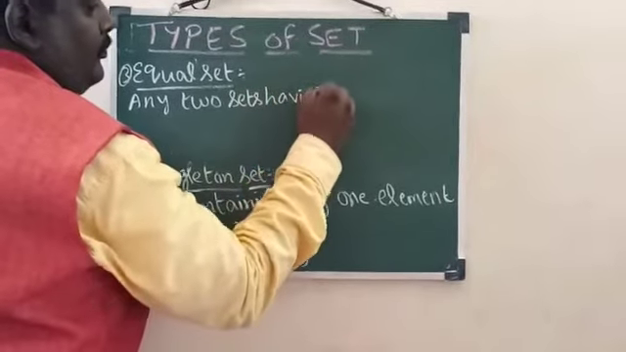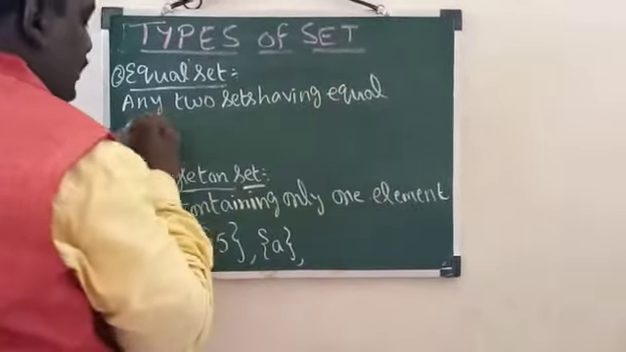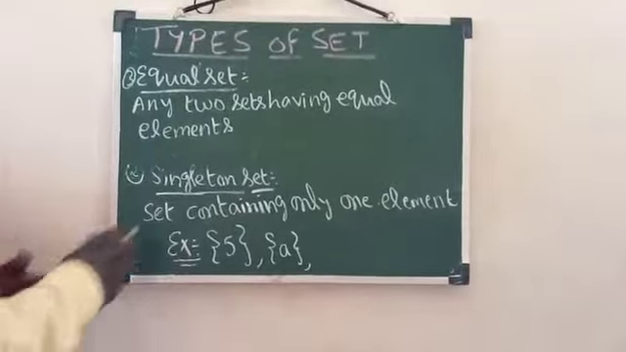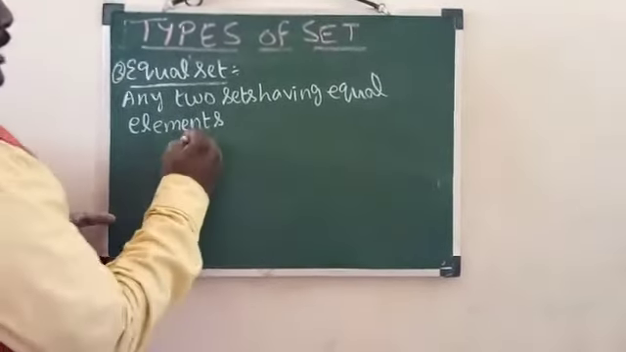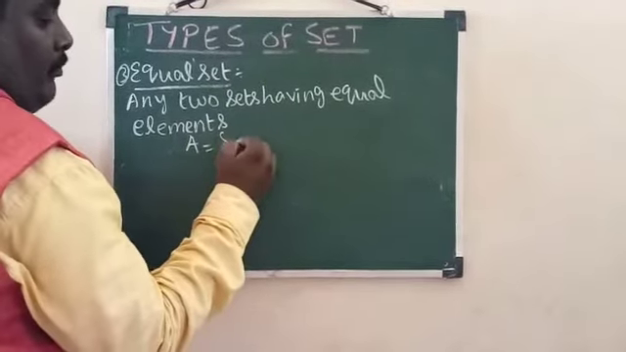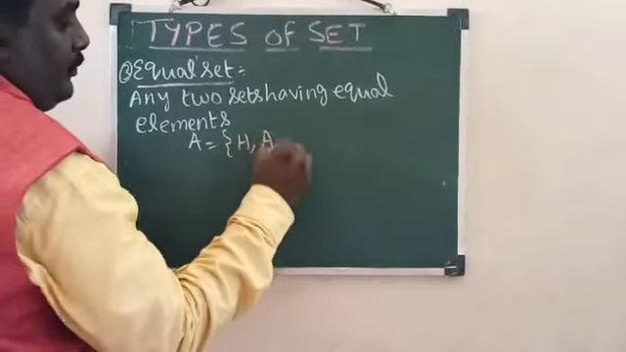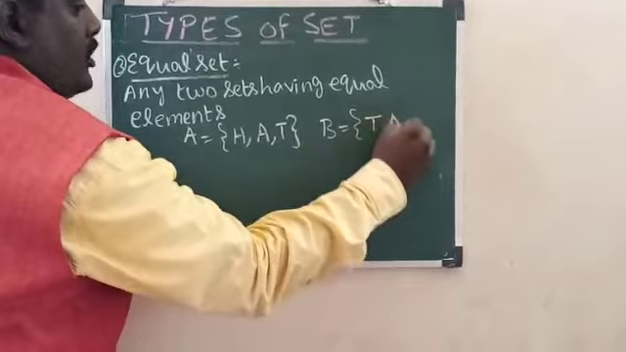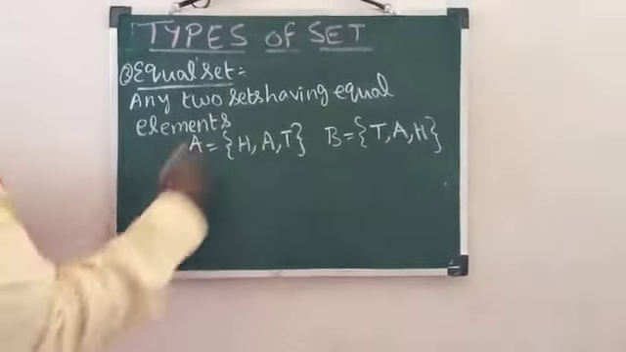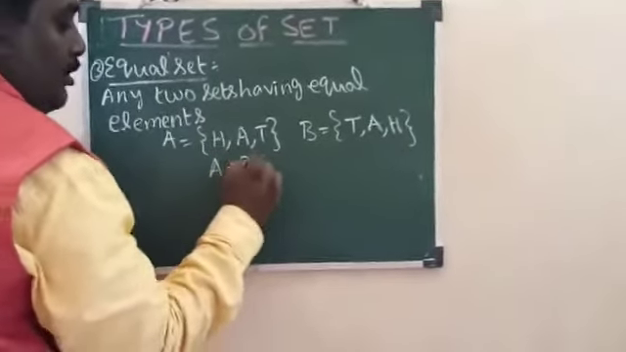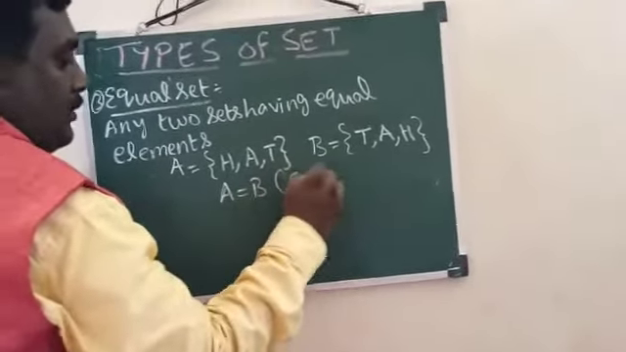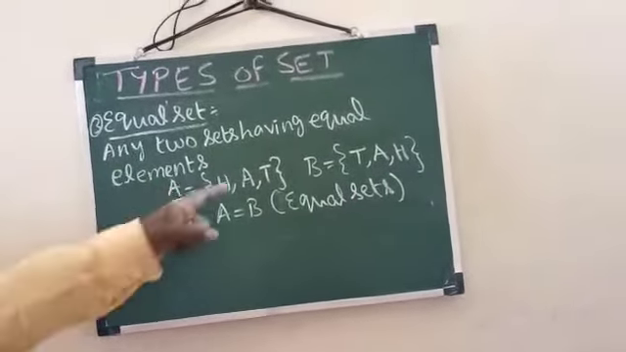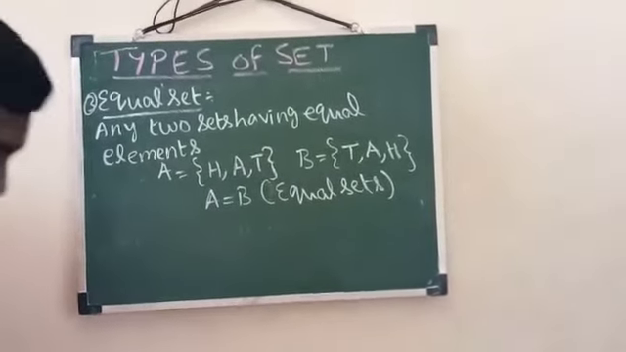Any two sets having equal elements. Let us take A is equal to hat and B is equal to tah. Both have the same elements, therefore A is equal to B, equal sets. We can change the order also, but the elements are similar. They are equal sets.